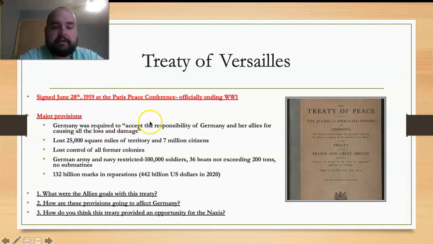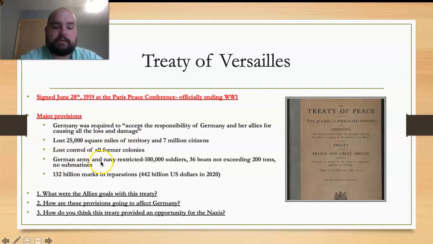Germany was required to accept the responsibility of Germany and her allies for causing all the loss and damage. So essentially, you guys caused the war, it's your fault. They lost 25,000 square miles of territory, and about 7 million of their citizens went along with this territory. They lost control of all their former colonies.